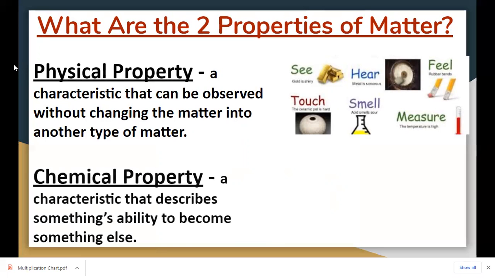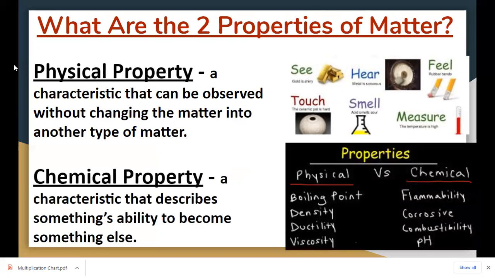The other property is the chemical property, a characteristic that describes something's ability to become something else. So there's a comparison of physical properties versus chemical properties. So some chemical properties would be flammability, corrosiveness, that's its ability to rust or not, combustibility, and its pH level. And then you can see the physical properties there as well. Those are just some of both. That's not all.